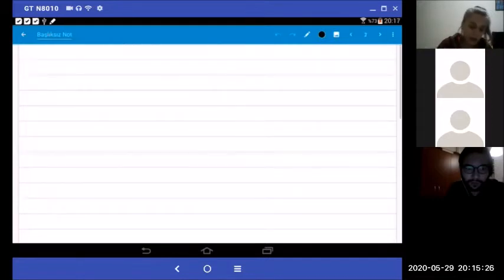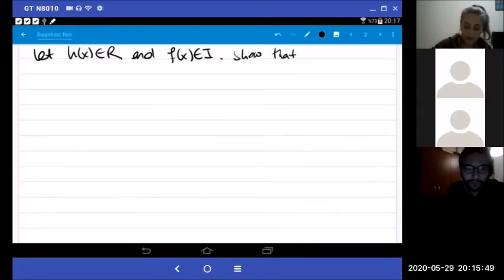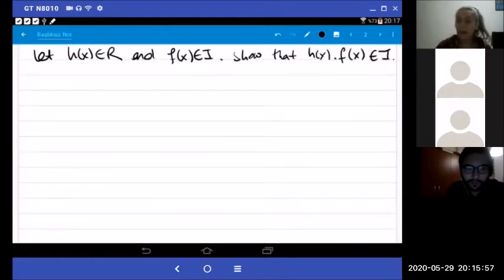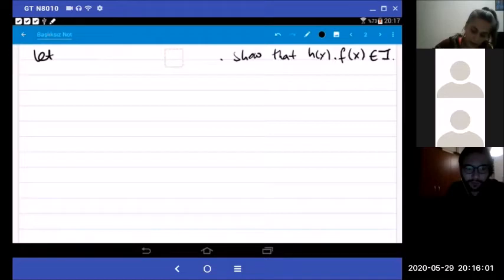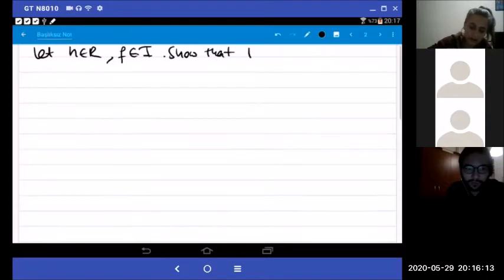Okay? Now what about multiplication? Let us take an arbitrary function from R and a function from I. Now, to see that, we need to show that h of x times f of x, or h times f, lies in I. Let me now change the notation: h from R and f from I. We need to show that h times f is in I. And this means that hf evaluated at 1 is equal to 0.